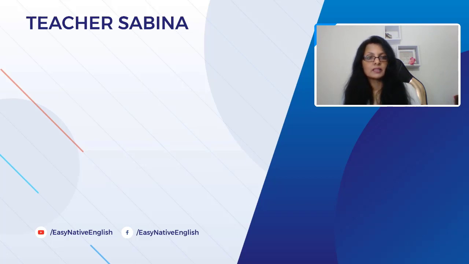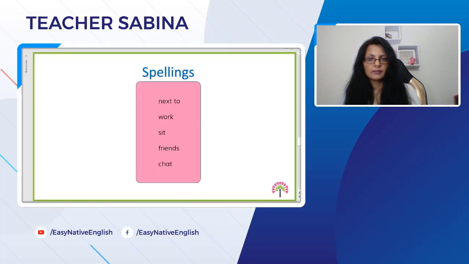Remember what I said about the silent letters? The next word is chat. Okay, once you've done that, I will show you what the words look like. There we go. That's what you should have written down. Next to, work, sit, friends, and chat. Okay, hide that screen again.